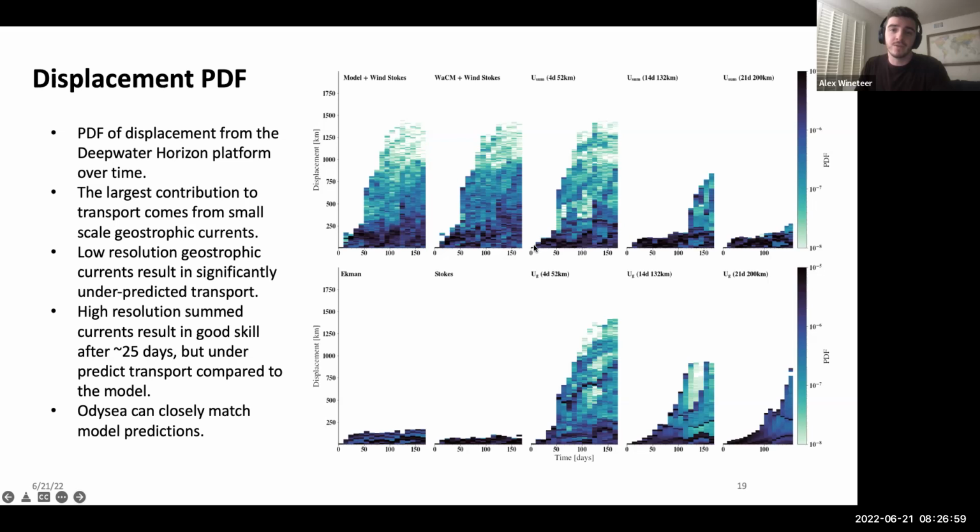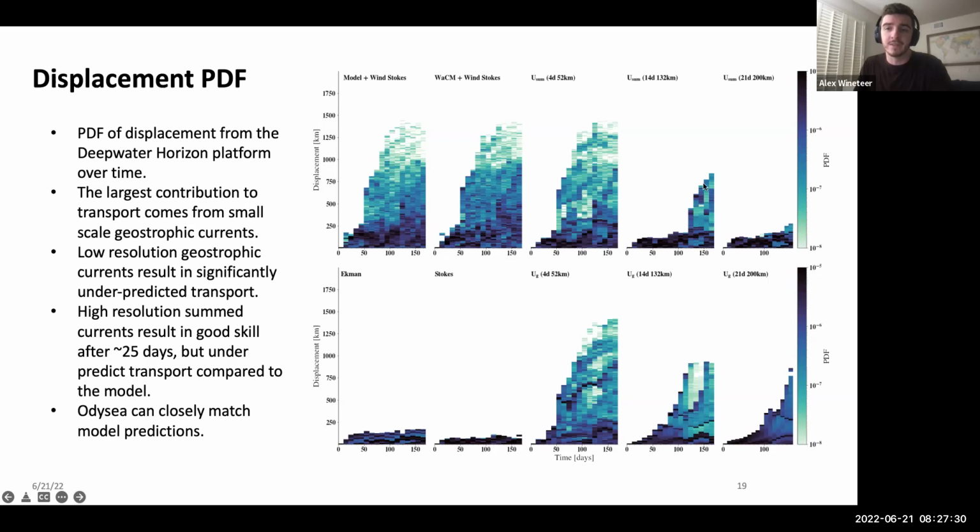But if you start moving towards these smaller timescales, we're missing a lot of the particle advection. So a lot of the particles are at displacements smaller than what we'd expect based on the model, even these very high resolution geostrophic summed runs. If we go to something more like what we can do today, either the center right or the far right, with 14-day, 132-kilometer geostrophic currents, the advection takes a very long time before it really starts to pick up.